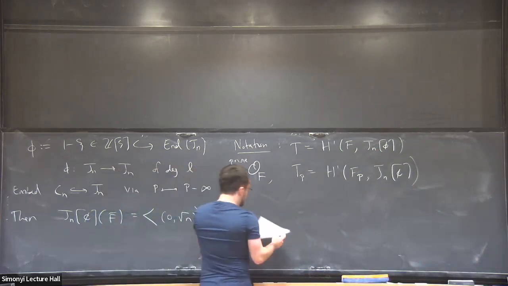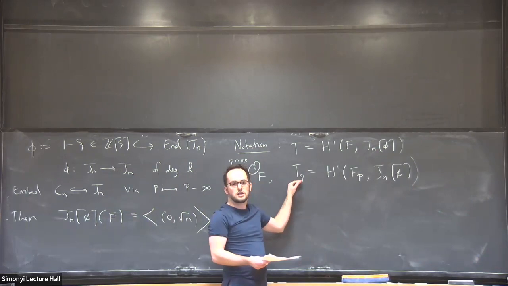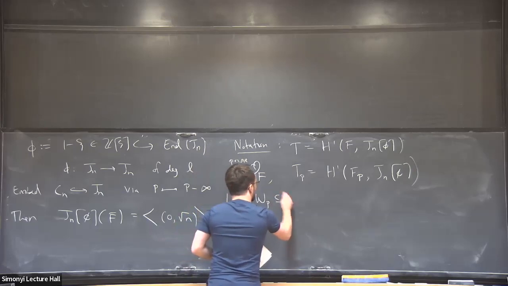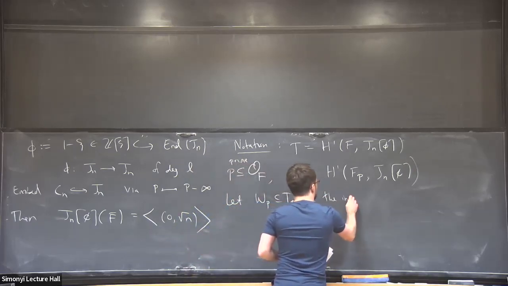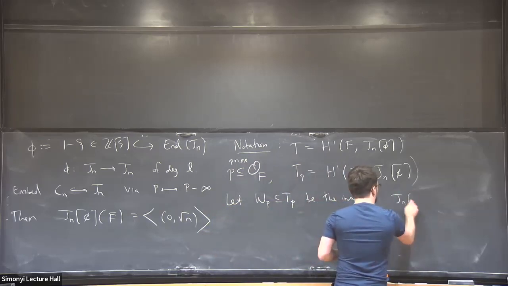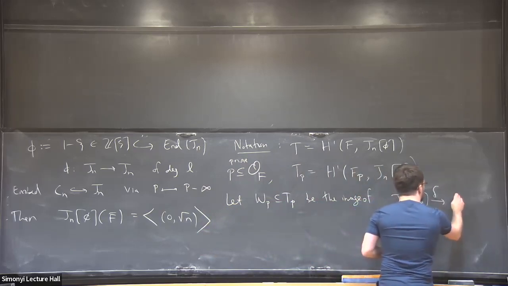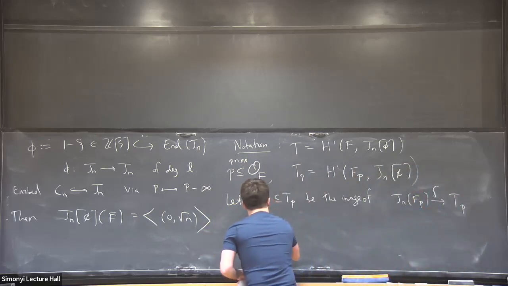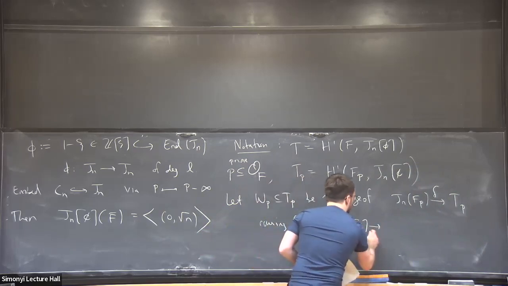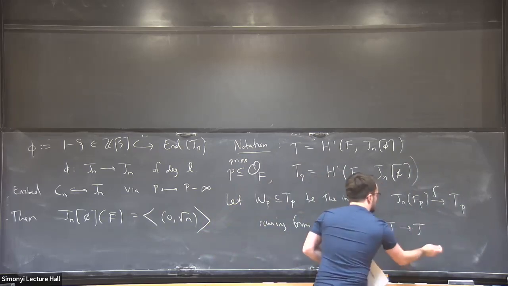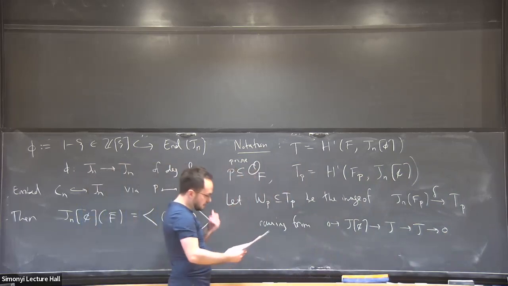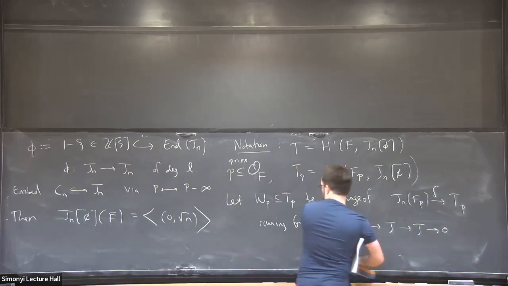And then I need to define local conditions to define the Selmer group inside of T_P. So we'll let W_P be the image of the Kummer map. So the map from local points to T_P coming from the usual short exact sequence in Galois cohomology. Okay, so W_P is the image of this, and what is the Selmer group?